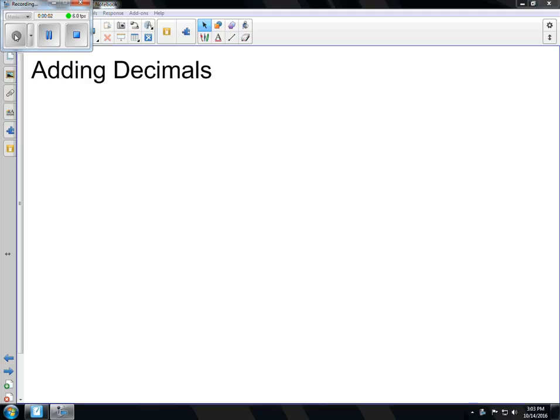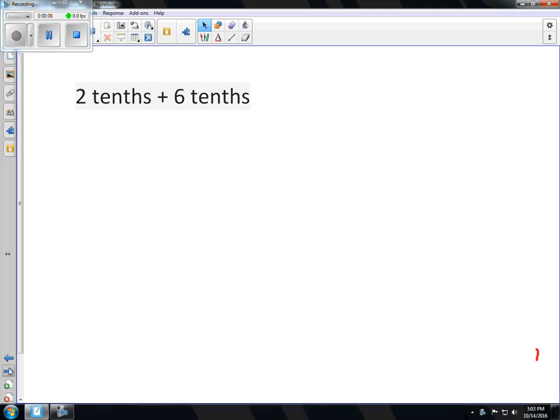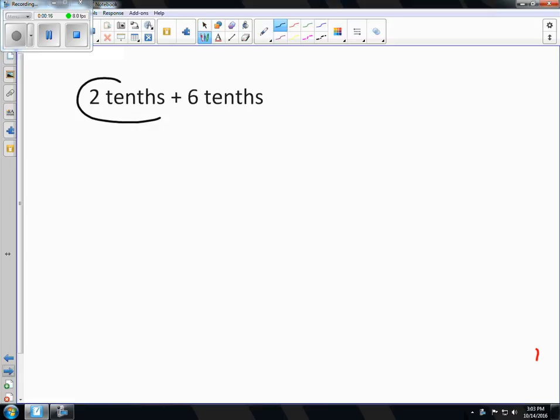This is the video for Module 1, adding decimals. First thing is when you have numbers in unit form, you first need to write them into standard form. So first you see here that there's 2/10, and I write that in standard form right underneath. And then I'm adding that to 6/10. So I write that right in standard form underneath.